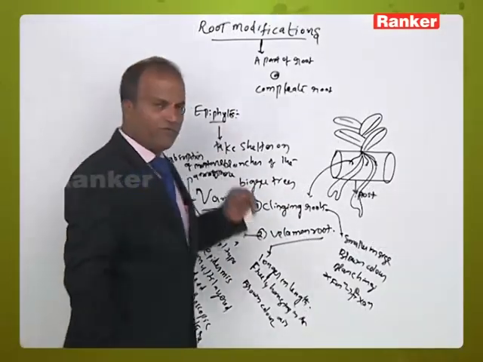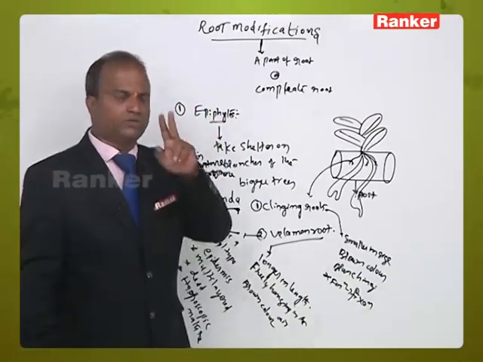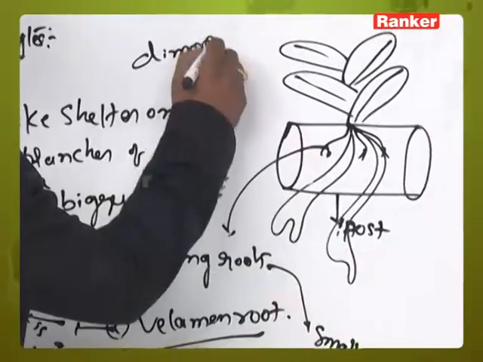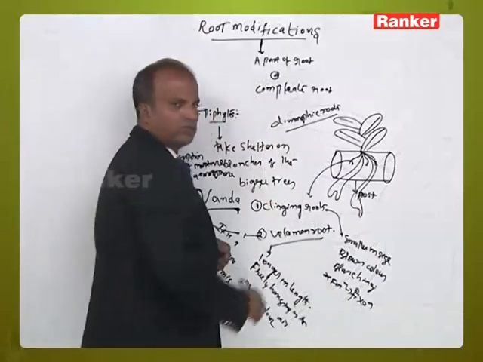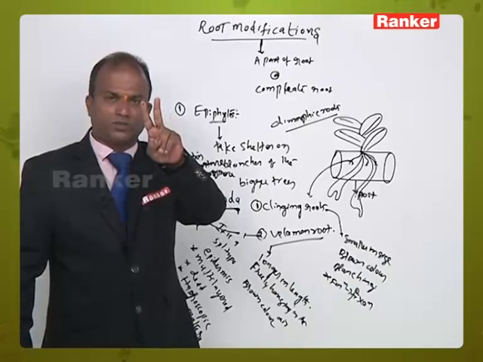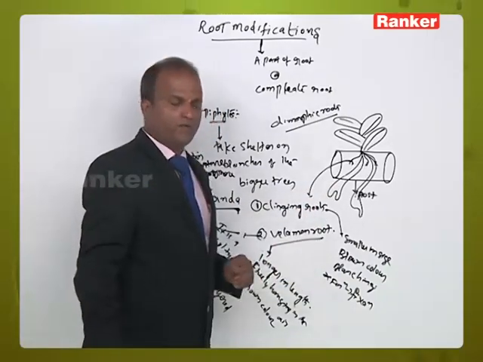These epiphytes show two types of roots morphologically. Vanda shows dimorphic roots, which means the roots are of two types. One is the clinging root, and the other is the velamin root.